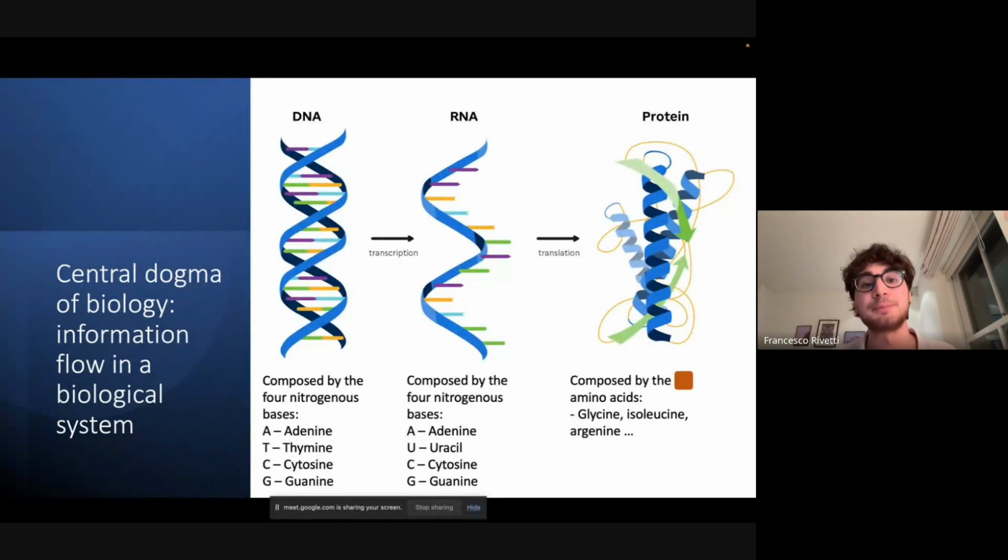Continuing the process of the central dogma of biology, RNA is then interpreted by our cellular machinery to make a protein. This process is called translation, where we go from a stretch of RNA bases to a protein, which is composed of amino acids. Amino acids are just the chemicals that compose all proteins.